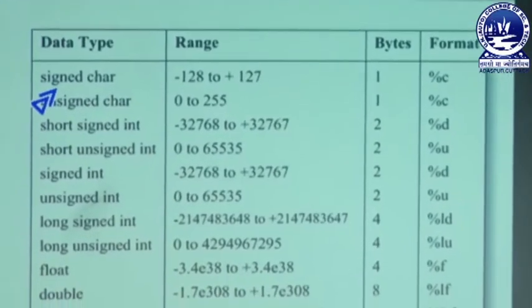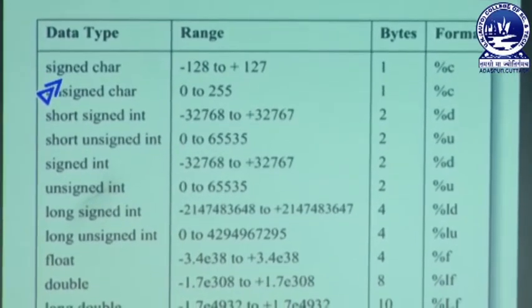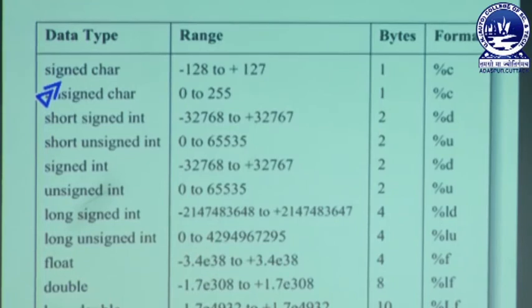So when I am storing any number without using signed or unsigned keyword, that means it will store memory for the sign, positive or negative, and another memory for the value. So here signed character, its range is from minus 128 to 127 and it consumes 1 byte of memory. And there is another field, that is format. We will be discussing the format in the next classes.